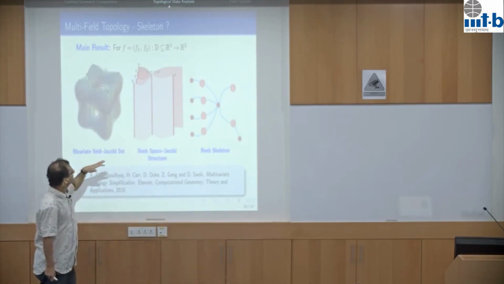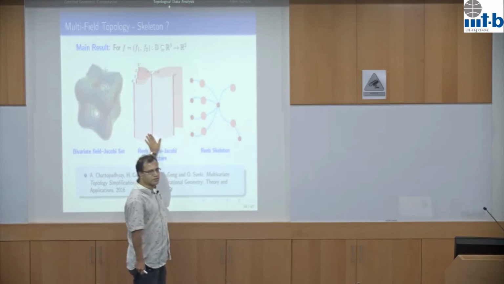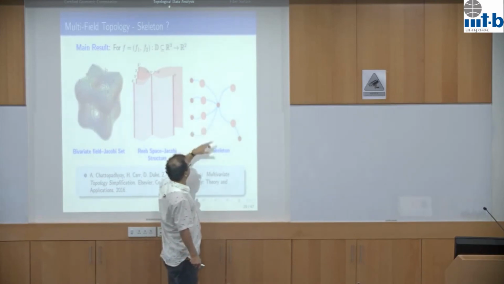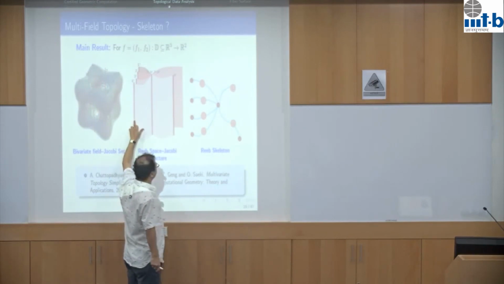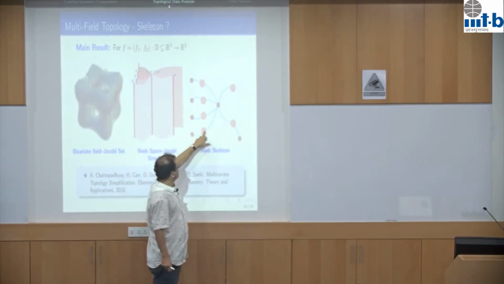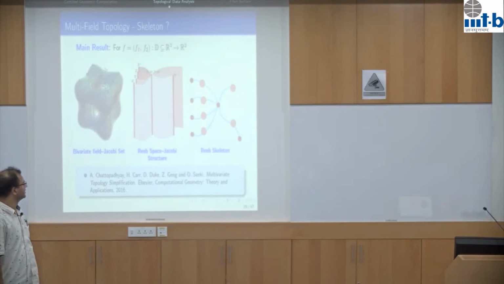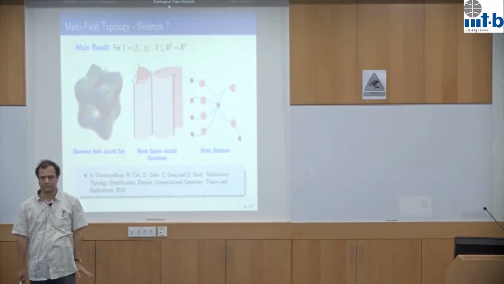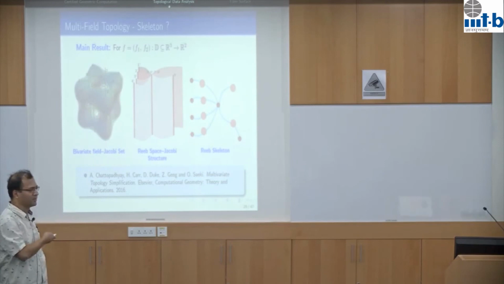We can subdivide this further into a skeleton. Here it is easy to see, but this might not be so easy in some complicated data. We can find some kind of skeleton like this, where these are the equivalent of the critical components, and these are the regular components. So this will be a graph-like structure, which will be more useful than the Reeb space to understand the data when we have bivariate data. For more information, see the paper.